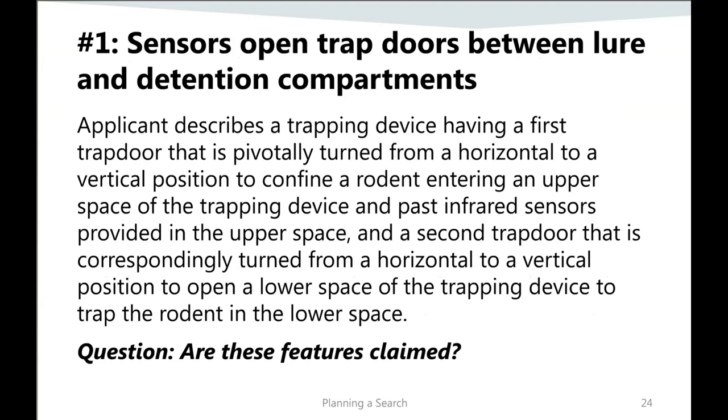Having analyzed the specific solutions, pick out the features that are explicitly directed to those solutions. Regarding the first solution, the applicant discloses a trap that includes a first trap door that can be pivotally turned from a horizontal position to a vertical position. Once a rodent has crossed the infrared sensors, the first trap door is pivoted to confine the rodent to an upper space in the trapping device. The disclosed solution also includes a second trap door that is also turned from a horizontal position to a vertical position to move the rodent into the lower portion of the trapping device. While all of this is disclosed, a searcher must determine which, if any, of these features are actually being claimed.